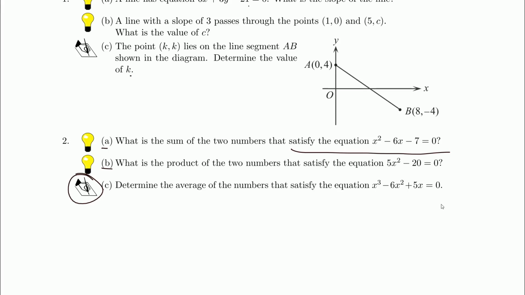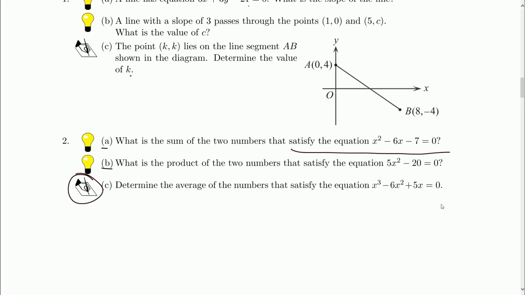And you can figure this out lots of ways. If you're really good at factoring, you can say this will be x plus 1 times x minus 7. Or you can use the quadratic formula. But you'll notice in the question, we don't actually care what the 2 numbers are. What is the sum of the 2 numbers?